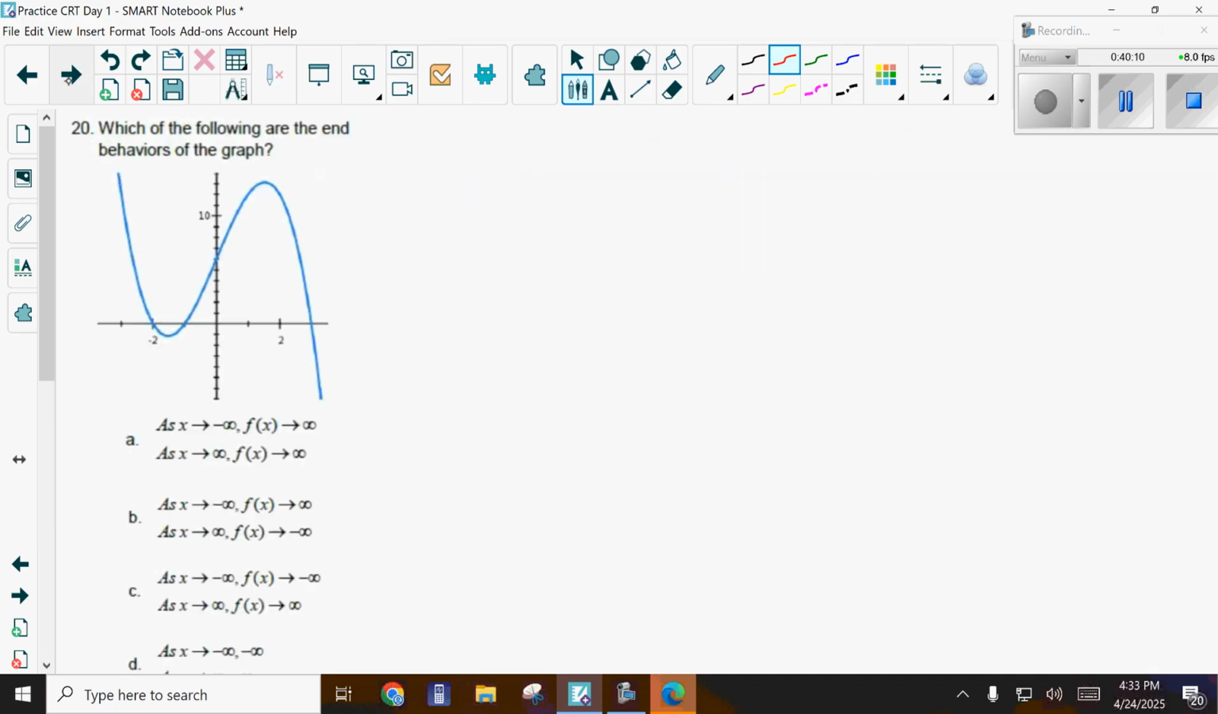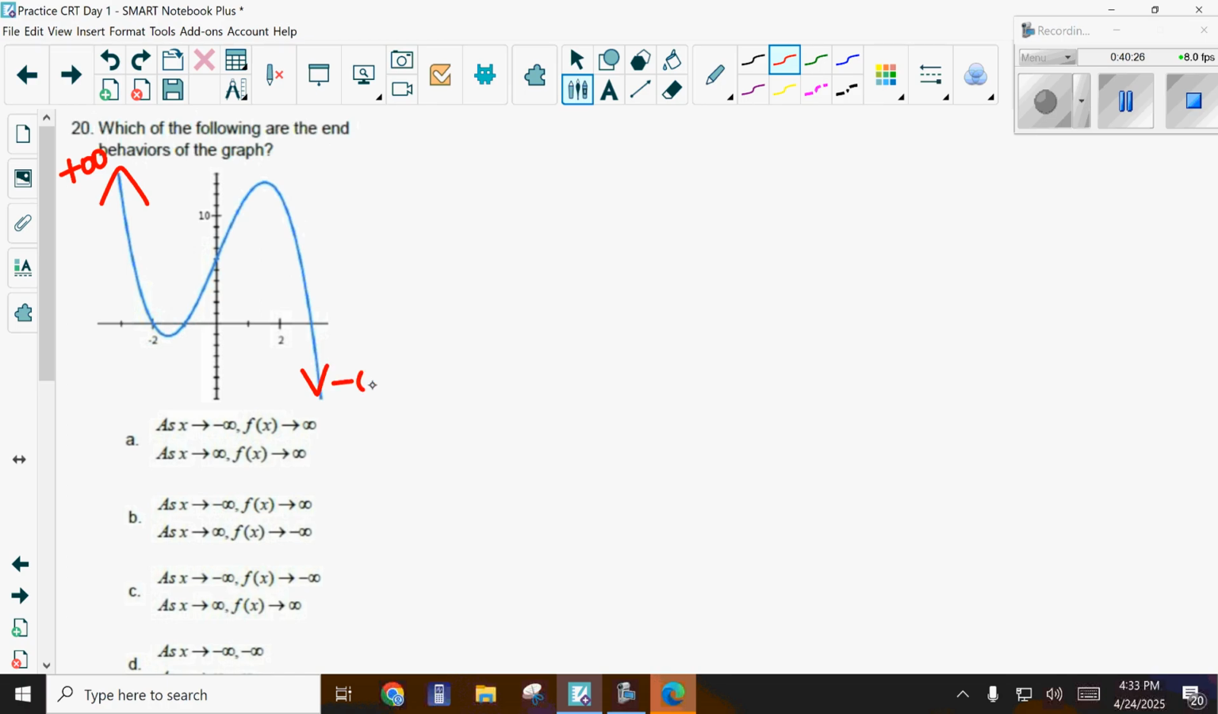It's much faster. Okay, number 20, it says which of the following are the end behaviors? You just have to look at the ends. The left side is up, so that's positive infinity. The right side is down. Oh, I almost broke my pen.